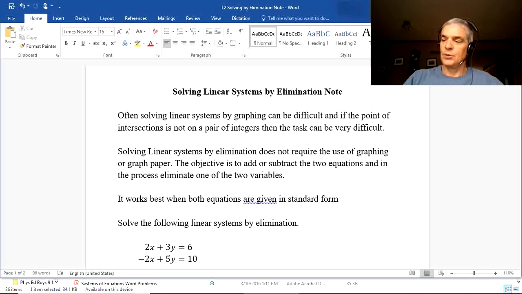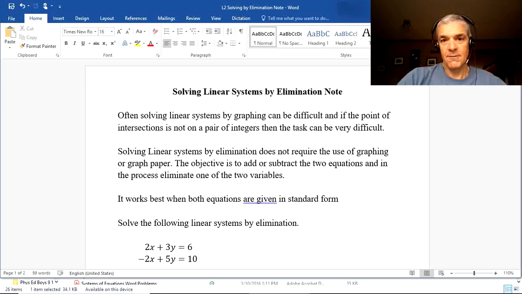Now, often when we're solving by graphing, it's a little challenging. Graphs can be difficult, especially if the answers weren't integers. In other words, what if the answer was 2.5 by 3.25? Then it becomes really hard. The graph has to be really well drawn, and you have to do some guesstimating. So we like to try to find alternate methods that don't require us to graph.